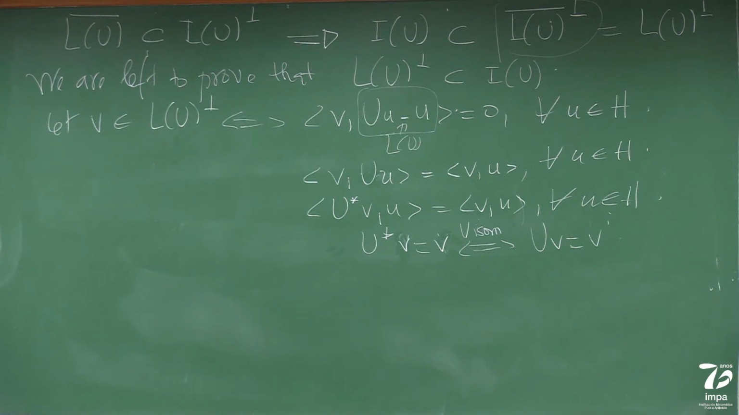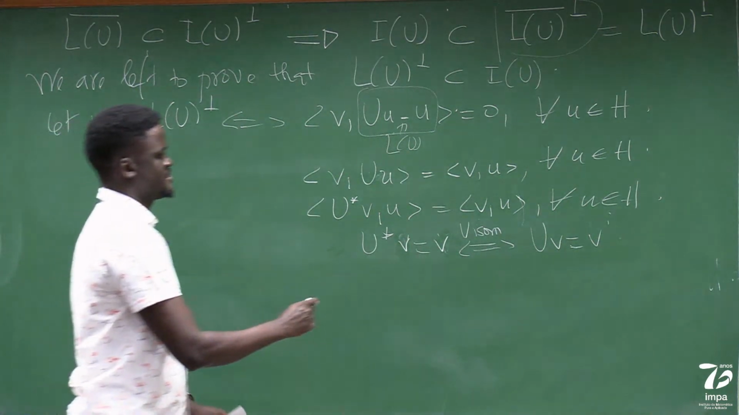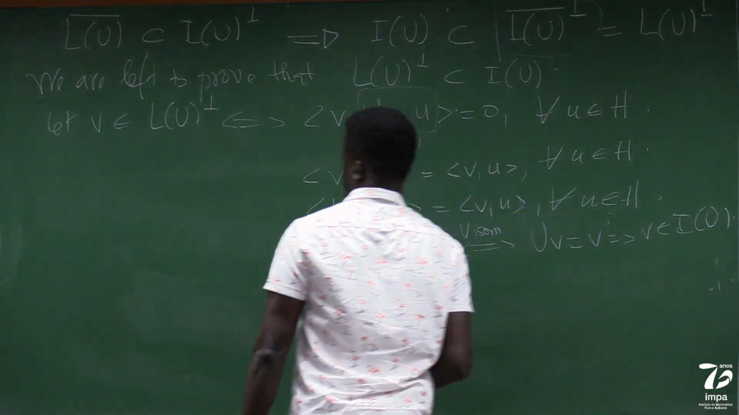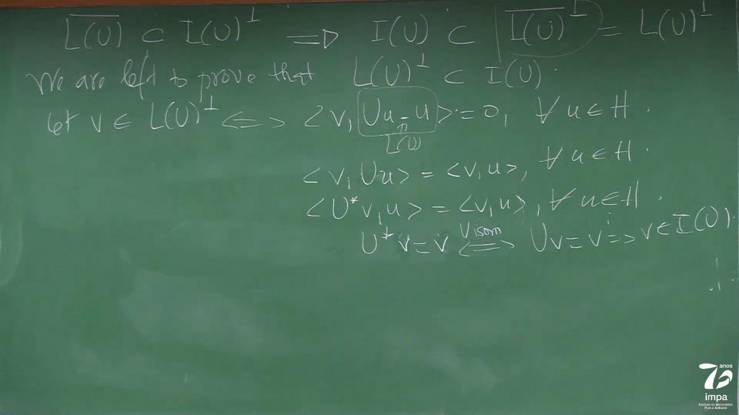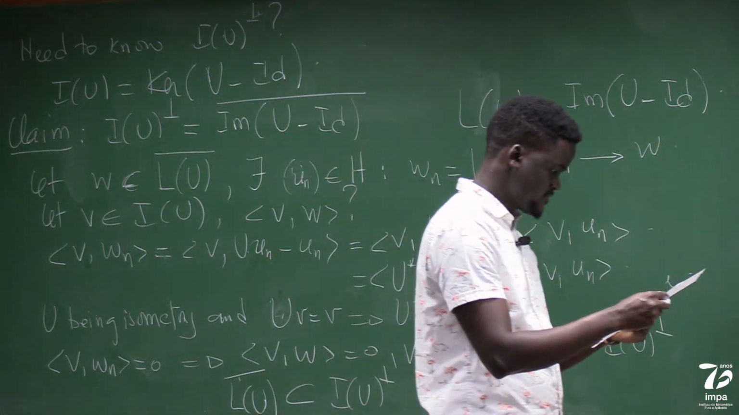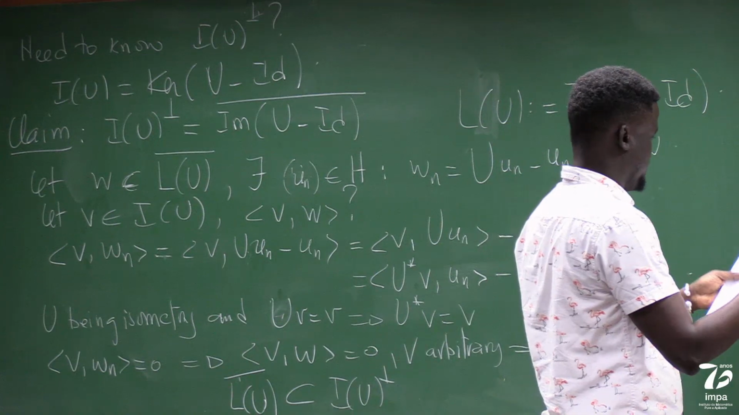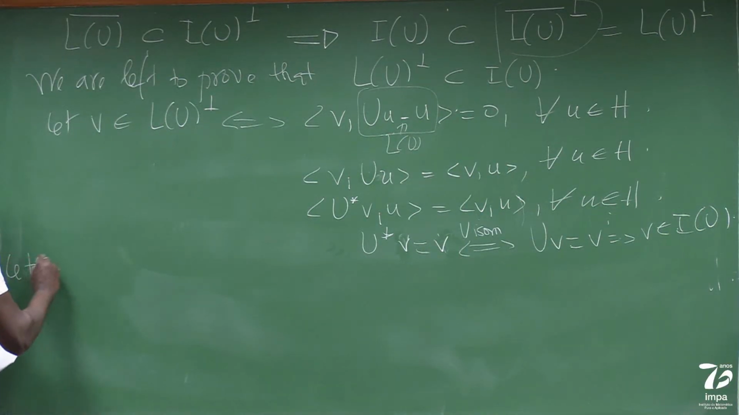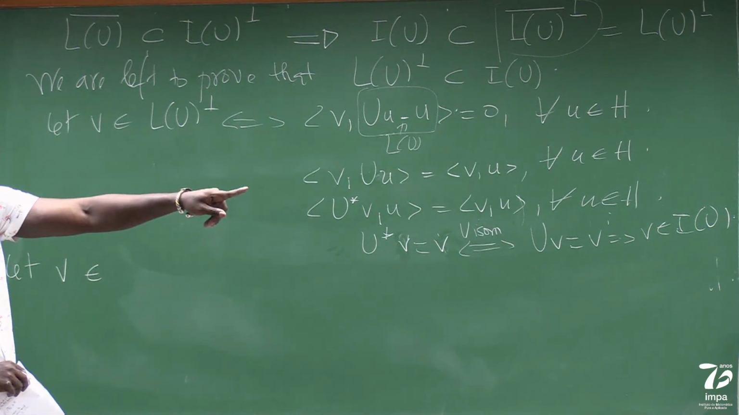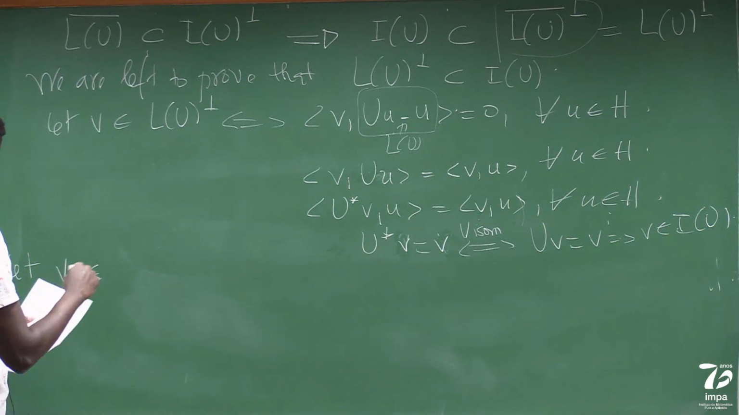Yeah, so I think I spent too much time on this. So this proved the other inclusion. So this implies that V is in IU. So we are done with this claim that IU orthogonal is the image. So let V be any point. Back to the proof of von Neumann. We've just finished this claim.